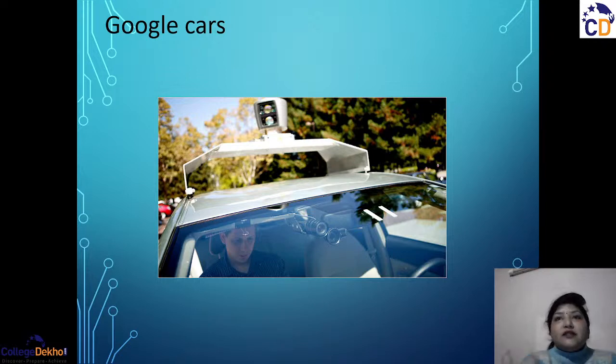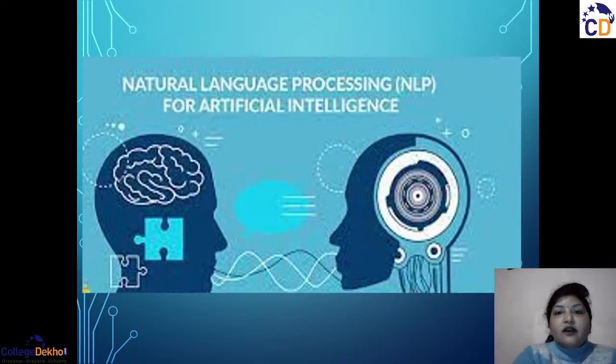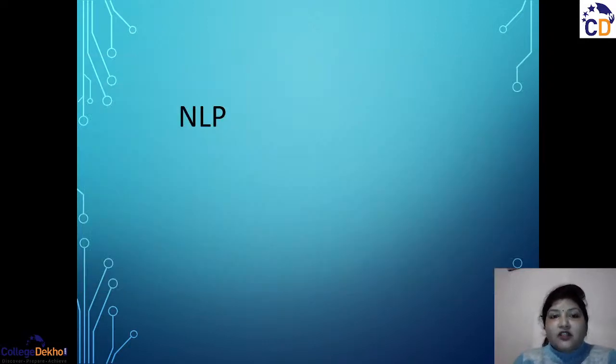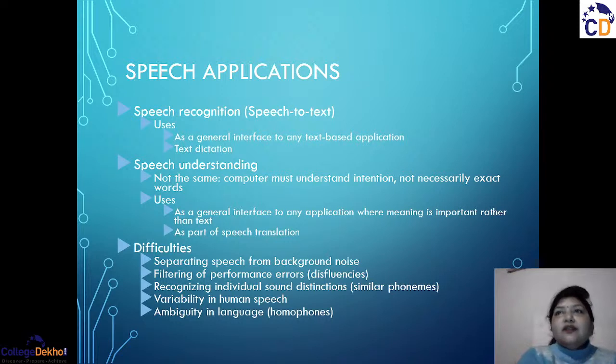So they are basically an inbuilt technology. You may have AI enabled software, and when we talk about the hardware part, we may have to include the IoT concepts also, that is Internet of Things. The next part, when we talk about AI, is natural language processing. Let us start with some of the applications of natural language processing.